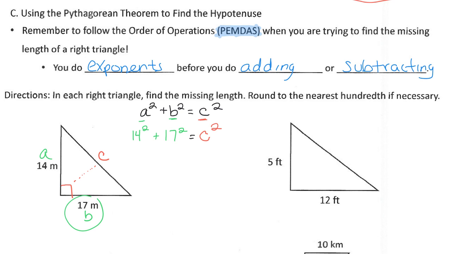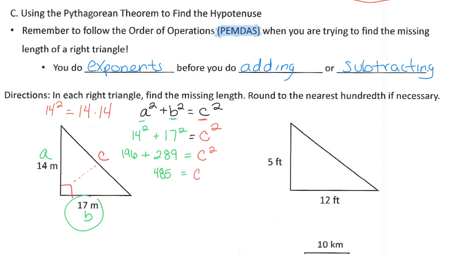So remember before we said 14 squared was the same thing as 14 times 14. So do 14 squared on your calculator. You should get 196. Now do 17 squared. You should get 289. And we add those together, and that's equal to c squared. So now we have to add 289 plus 196. When you do that, you should get 485.